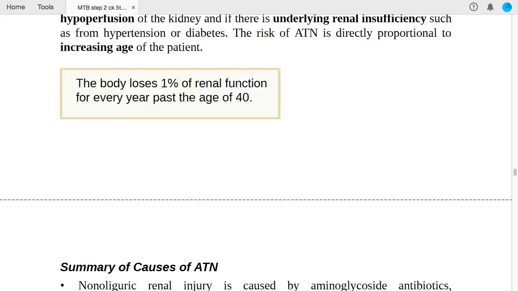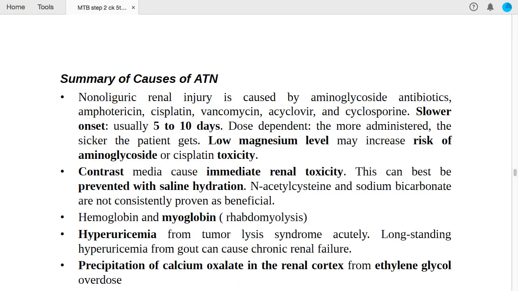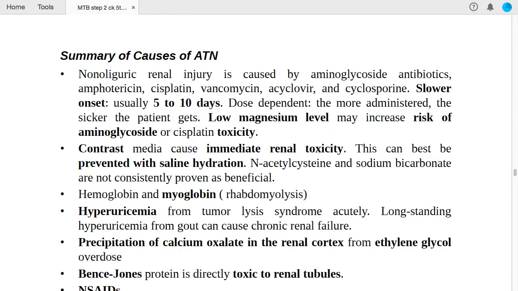Alright, now a summary of causes of acute tubular necrosis. Non-oliguric renal injury is caused by aminoglycosides, antibiotics, amphotericin, cisplatin, vancomycin, acyclovir, cyclosporine. These are all medications responsible for non-oliguric renal injury. They are very slow in onset, usually 5 to 10 days. So in acute cases, never choose any of these medications as the answer to cause acute tubular necrosis. Dose dependent: the more administered, the sicker the patient gets.